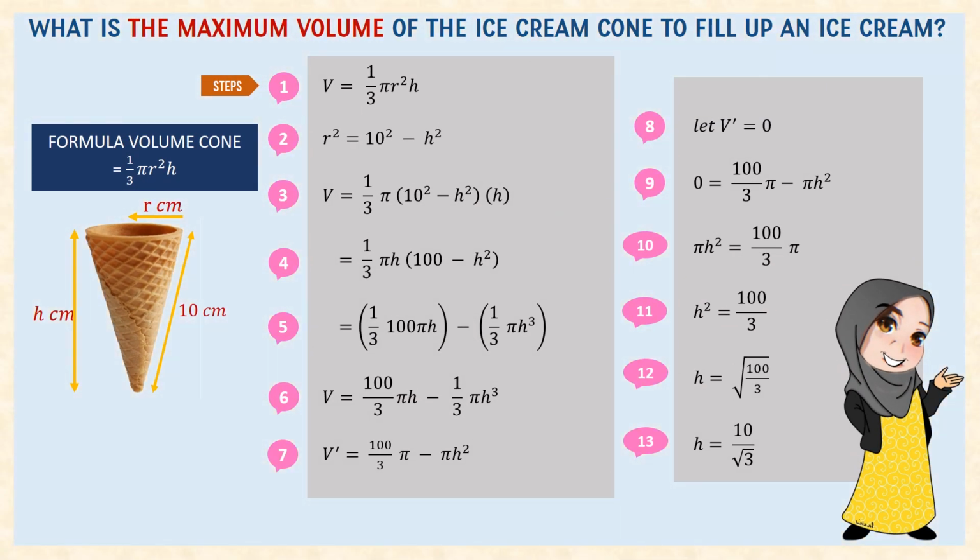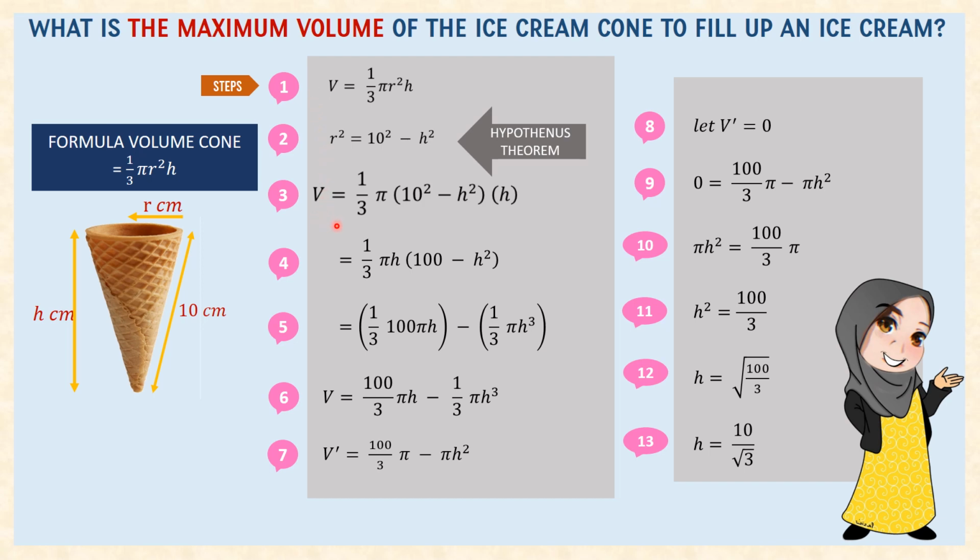In this slide, we have to find the h value. So first, the formula for the volume of a cone is 1 over 3 pi r squared h. This is the first step we must know. In this question, we are given the side of the cone is 10 cm, the radius is r cm, and the height is h cm. So the second step is, we have to use the Pythagorean theorem, that is r squared equals 10 squared minus h squared.